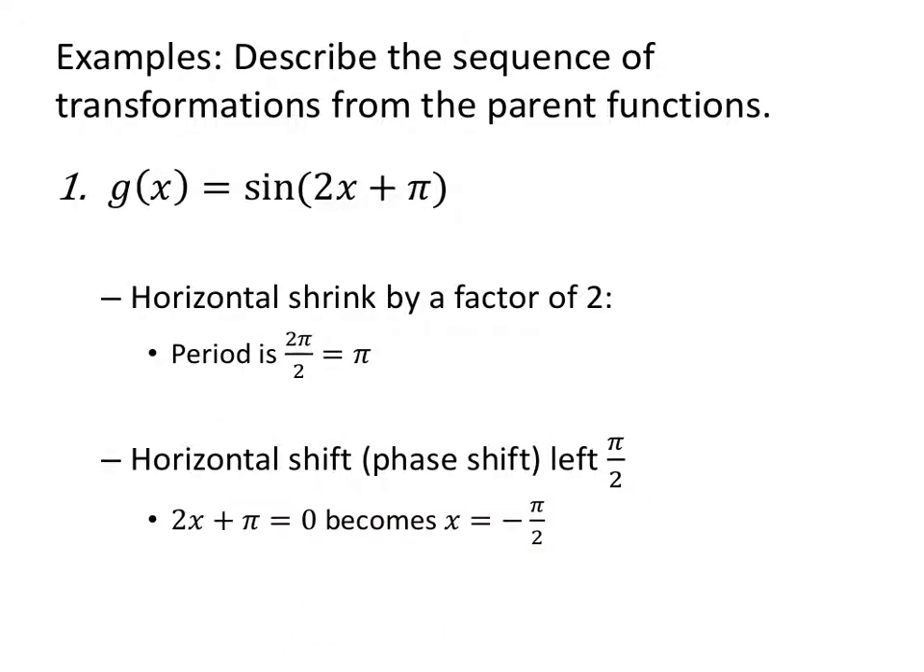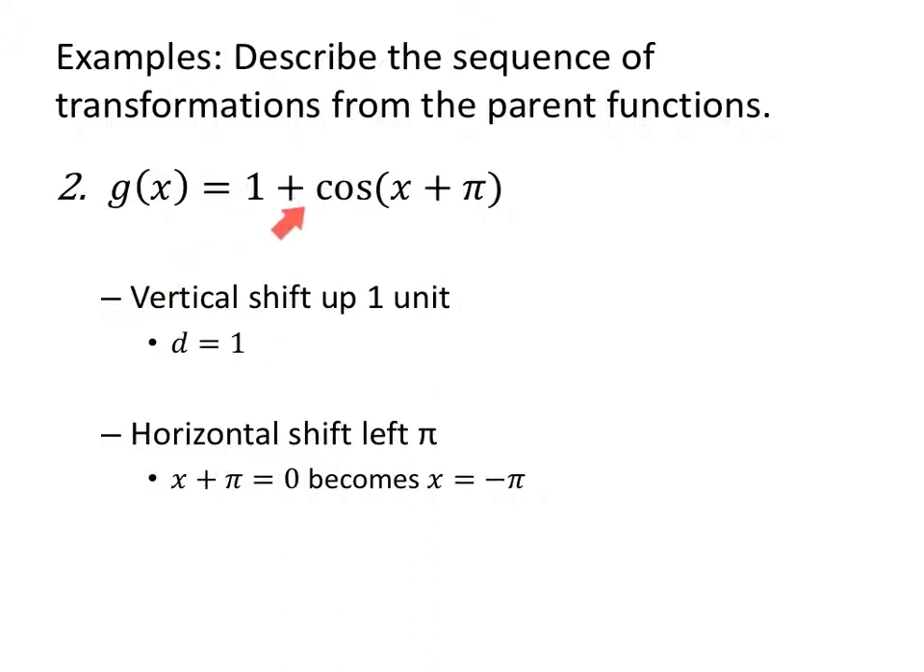Alright, so what's going on with this function? g of x equals sine of 2x plus pi. I know multiplying on the inside is going to be a horizontal shrink by a factor of 2, so what it does is it makes my period half as long. Instead of 2 pi, now it's pi. I know that the horizontal shift is when I add or subtract on the inside. It's 2x plus pi. So 2x plus pi equals 0. Subtract pi, divide by 2. I go left, pi over 2. That's my phase shift. Horizontal shift, if we're talking about algebraic functions, we call it phase shift for trigonometric functions. But it's the same process.